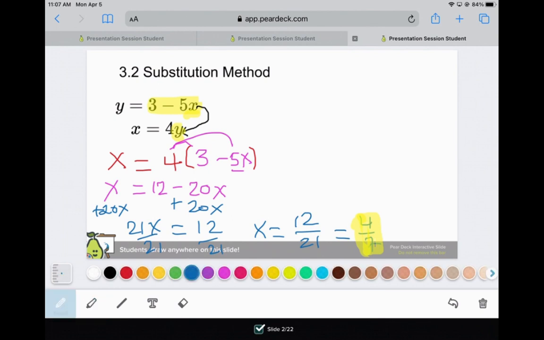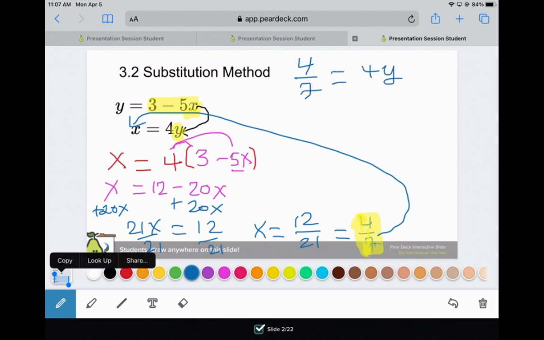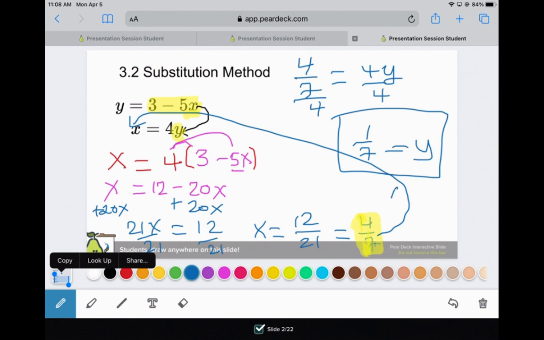So I'm taking this. Once I have this number, I carry this and plug into one of the equations. So I'm taking this, plug into the x values. That will work too, okay? So 4 over 7 equals 4y. Divide by 4. That would give you 1 over 7. Okay. And then we solve for y. So your answer, if you put that, is going to be 4 over 7, 1 over 7.